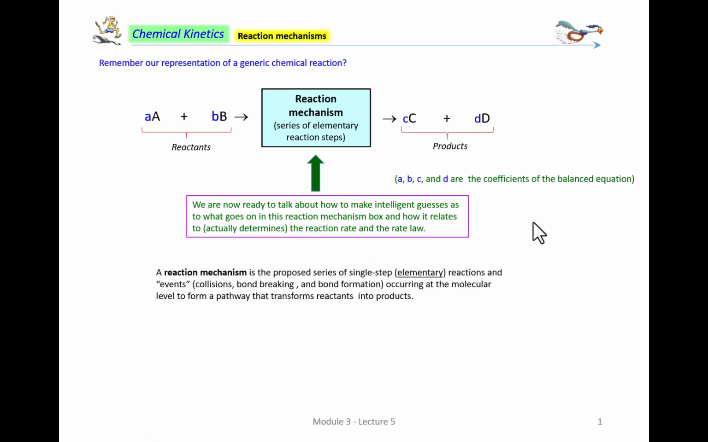So a reaction mechanism is simply a proposed series of single-step reactions, and by single-step reactions, we mean elementary reactions, and events such as collisions, bond breaking, bond formation, occurring at the molecular level to form a pathway that transforms reactants to products.